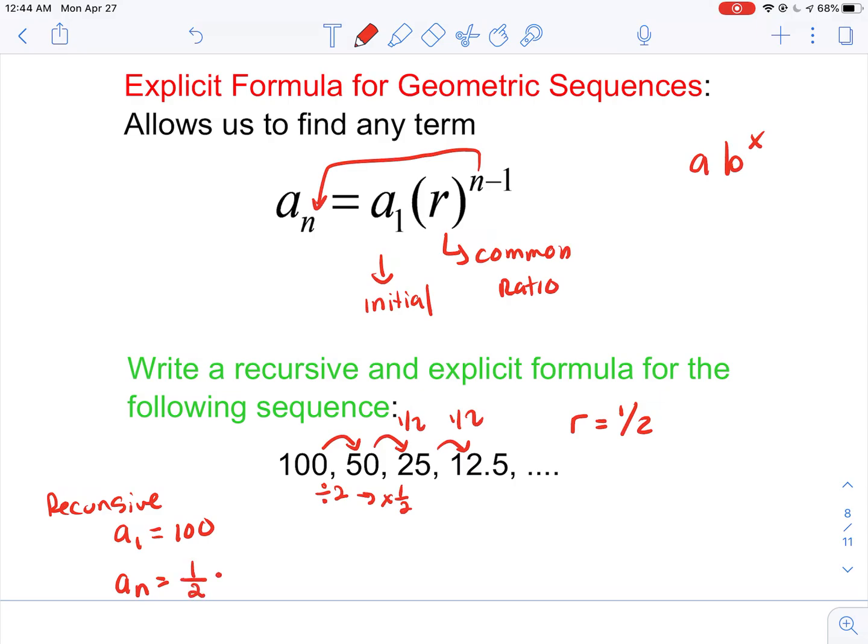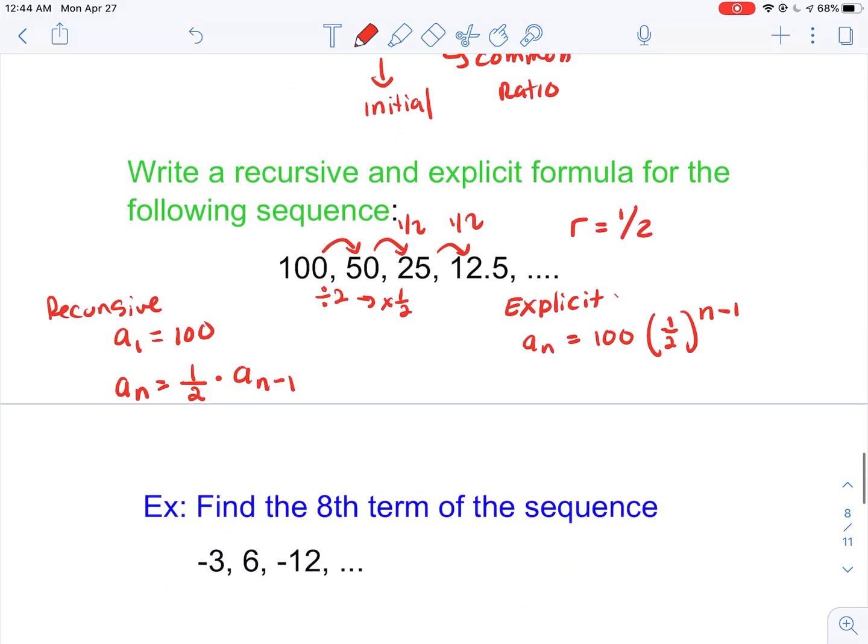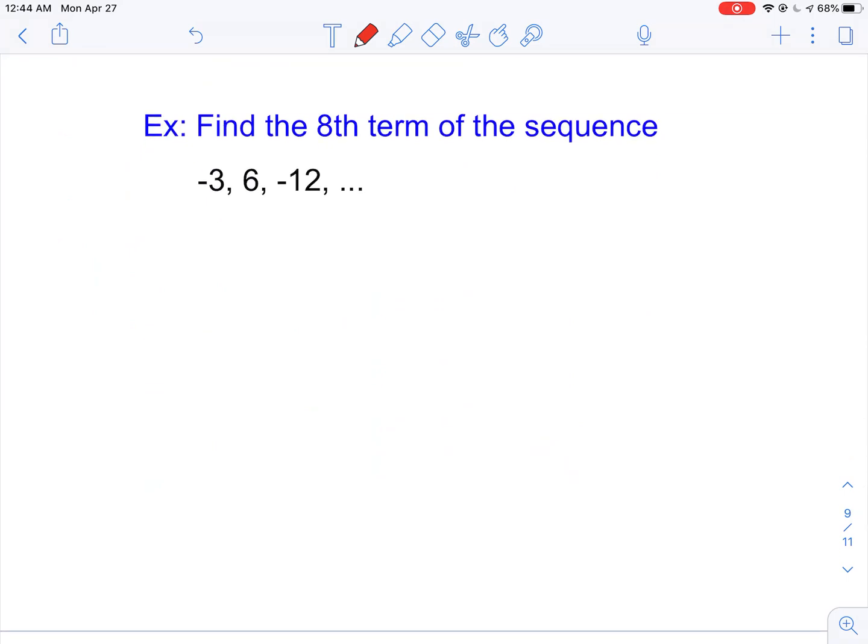So when I go to my recursive, I have my initial, and then I have my common ratio times the term before it. So how does this look as an explicit? Okay, a sub n is the term. Now we don't have a specific one, so we can leave it. A sub 1 is my initial, so that's my 100. R is my common ratio, to the n minus 1. Okay, and that is an exponential function if you were to graph it. So that's the relationship between 6-2 and 6-1.